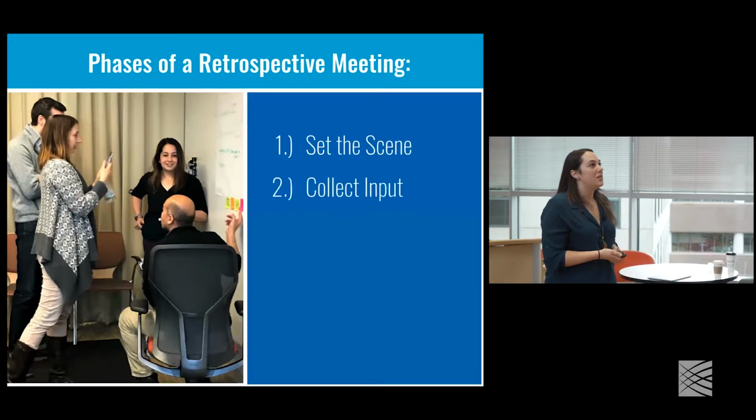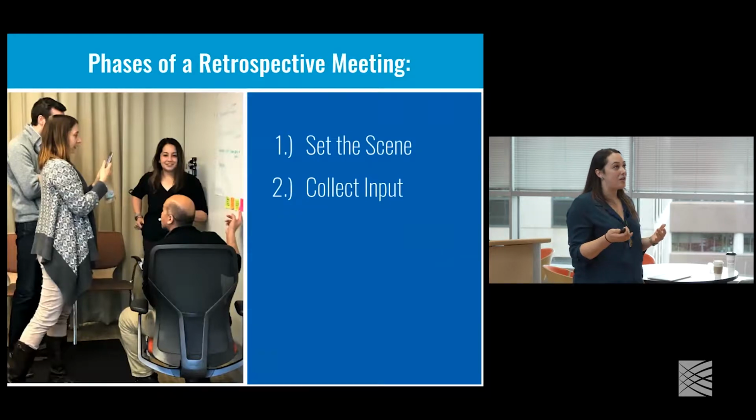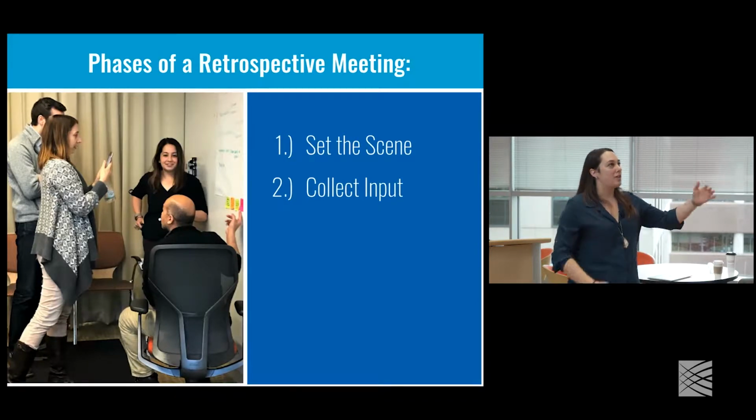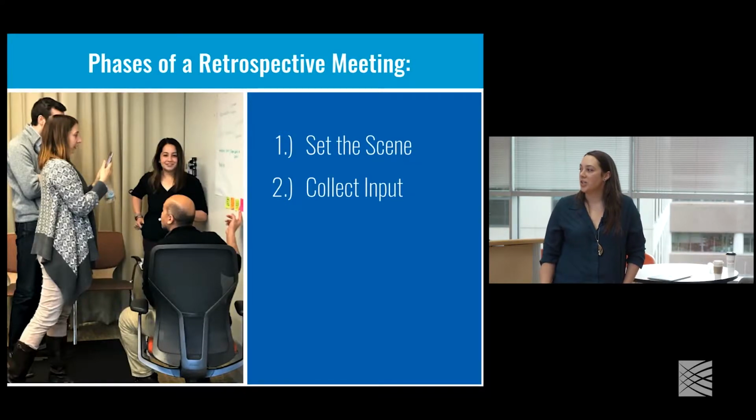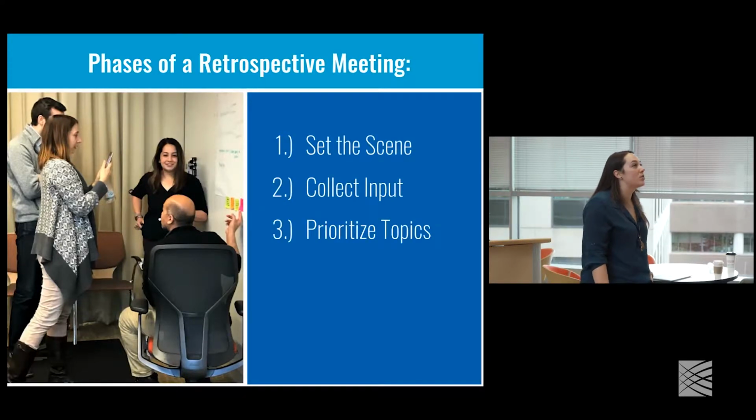Next up is collecting input. So you solicit feedback from all team members. Often this is done on sticky notes. There are digital formats to do retrospectives. Basically, at this point, you're just gathering all of the information on what is going well and what would we like to change. From there, as a group, you'll prioritize the topics.